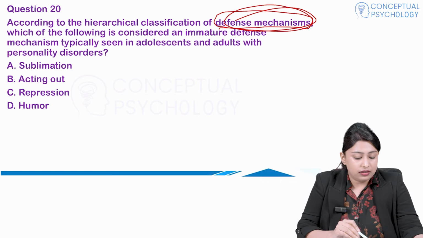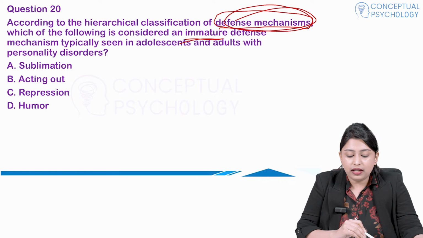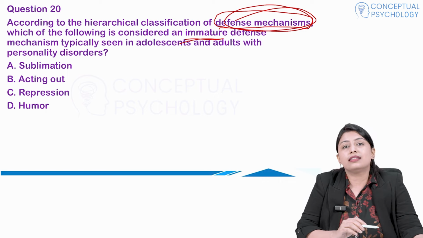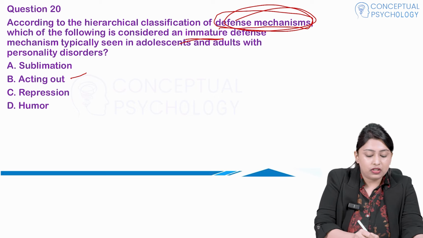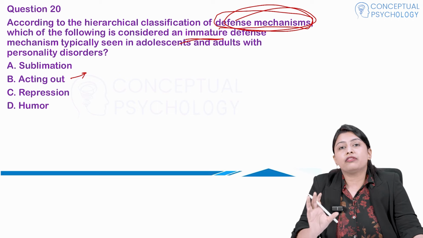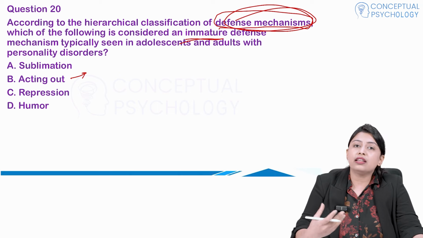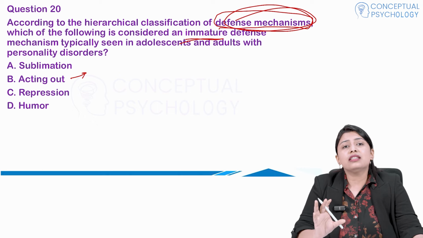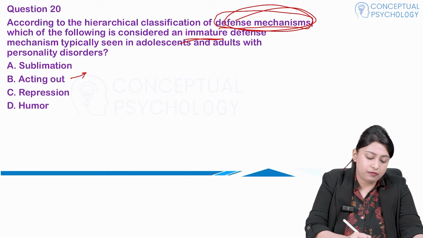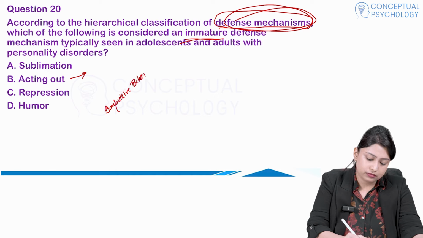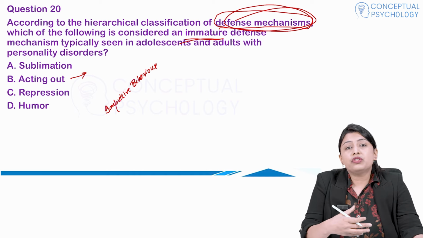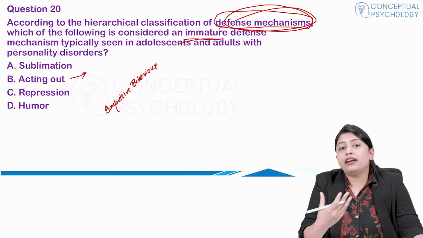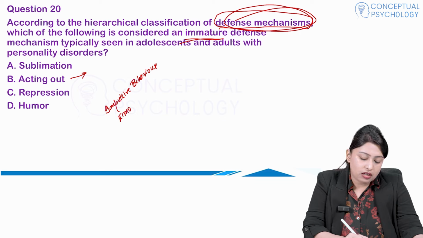So here there are two kinds. One is immature, the other is mature. The immature one over here is the acting out defense mechanism, which is classified as an immature defense mechanism, where individuals express unconscious conflicts of feelings through actions rather than words or conscious awareness. This defense mechanism involves impulsive behavior, and it serves to discharge the tension without addressing the underlying emotional conflict.